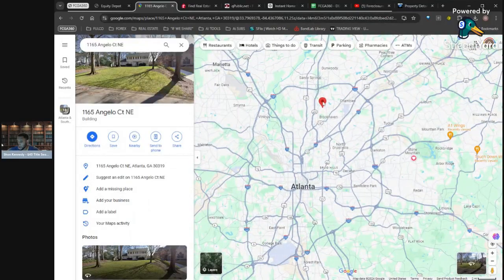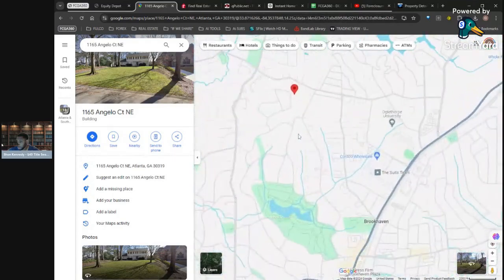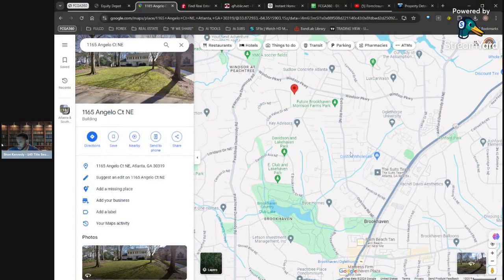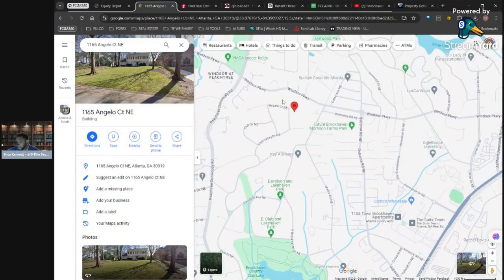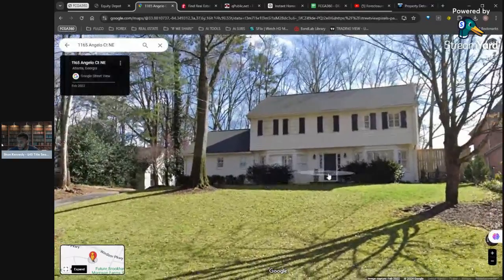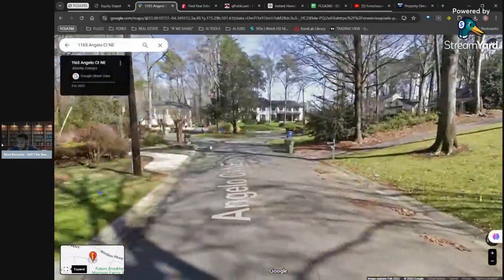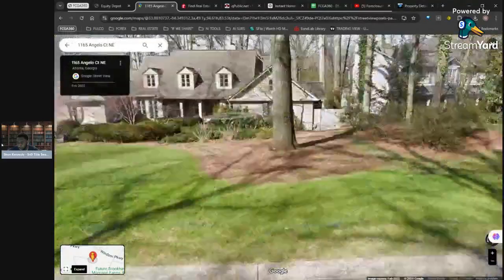As we can see, this property is within the perimeter, in the Brookhaven neighborhood. I go to this Costco a lot, but this is a pretty nice area. Let's look at this house. We already know what time it is when we see a house like this on a block like this.